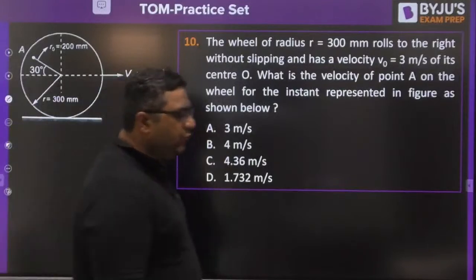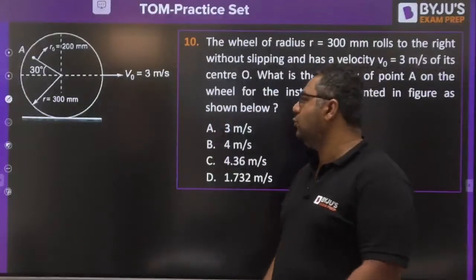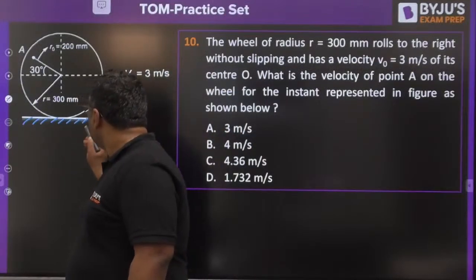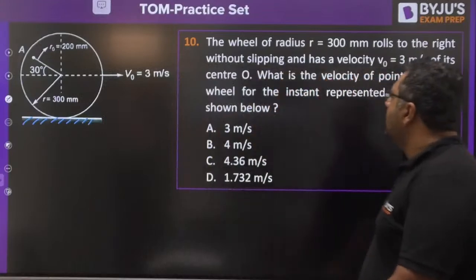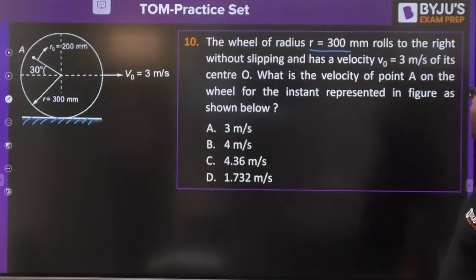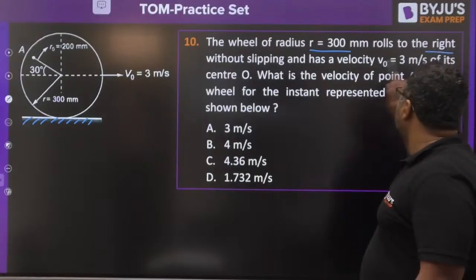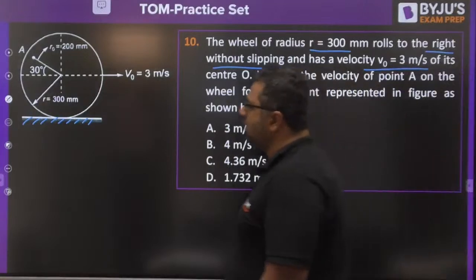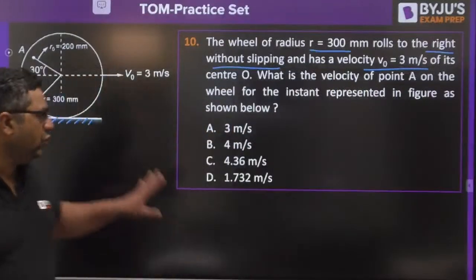Let us see how many of you are clear about pure rolling motion. The wheel of radius R 300 mm rolls to the right without slipping. Mind it, it is rolling without slipping, and has a velocity of 3 meter per second of its center. What is the velocity of A on the wheel for the instant represented as shown in the figure?